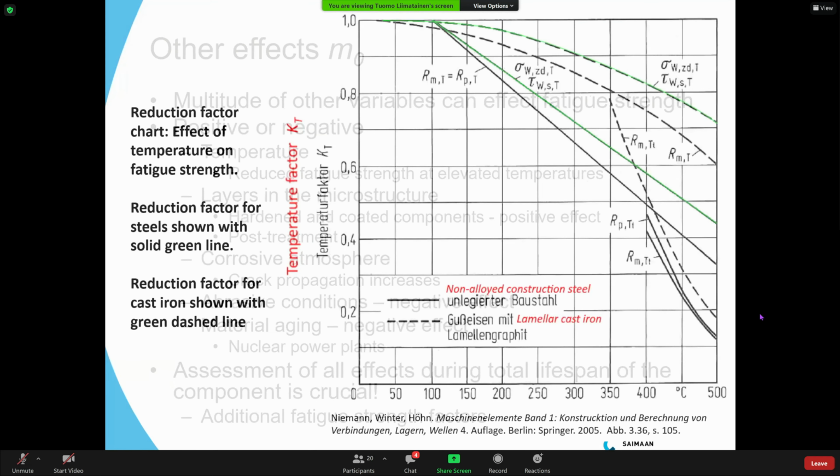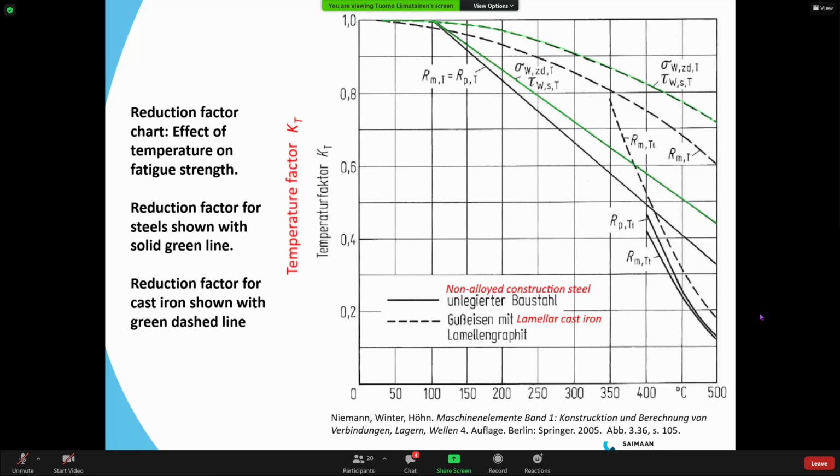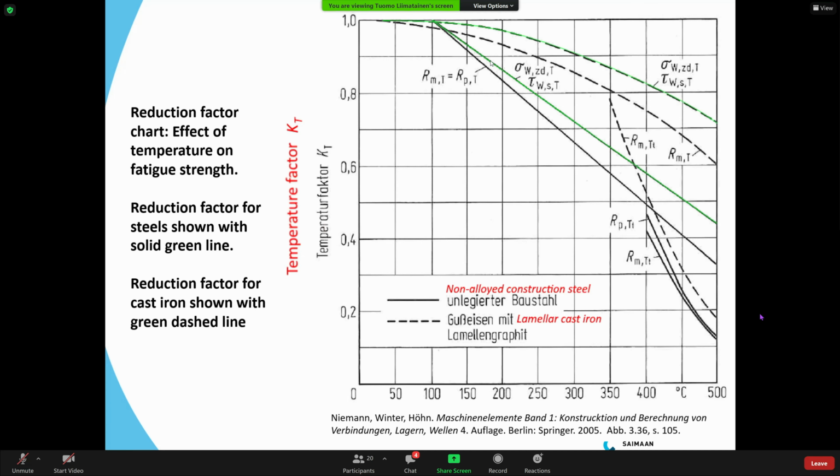Here's a chart, also from this Maschinenelemente book, about how the temperature affects the strength of the component. The steels, general steels, are shown here in the solid green line, and the cast irons with this dashed line.